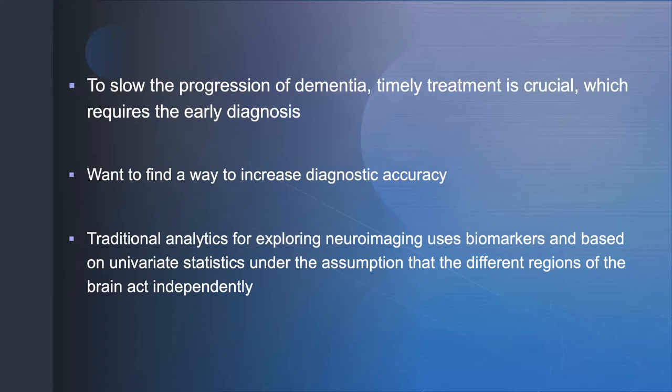To slow the progression of dementia, timely treatment is crucial, which requires early diagnosis. Researchers want to find a way to increase diagnostic accuracy because traditional analytics use biomarkers based on univariate statistics. And this is under the assumption that different regions of the brain act independently. And it's not really appropriate given how current research portrays how the brain functions.